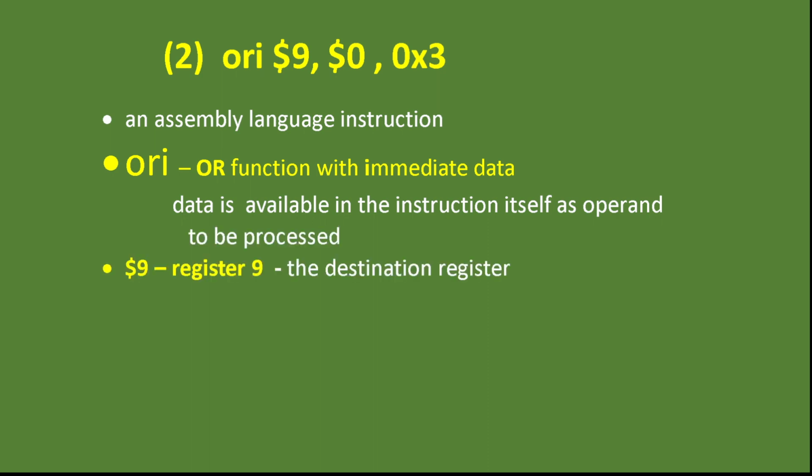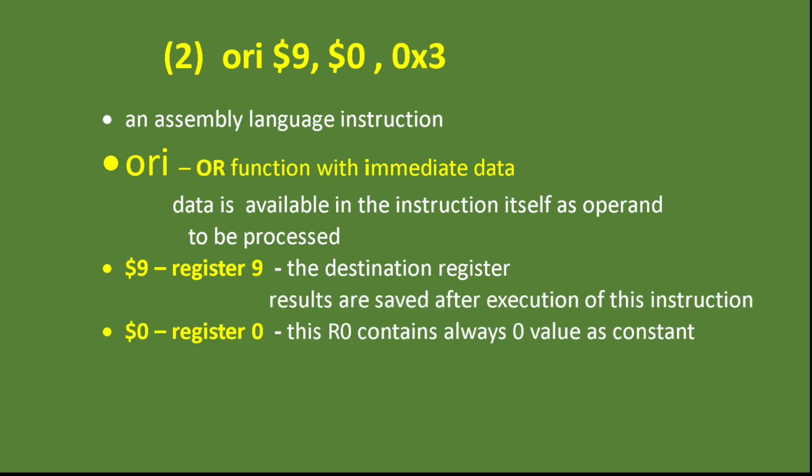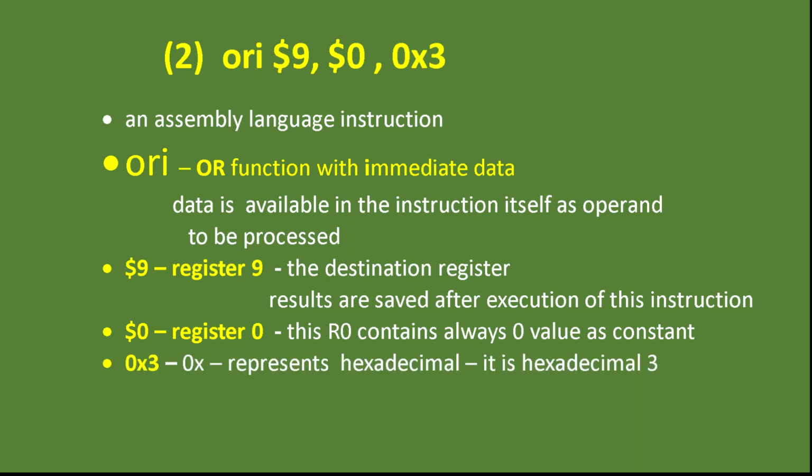Then $9 indicates register 9, the destination register where the results are stored or saved. And $0, as I have already told you, is register 0, which always contains the constant value 0. And this 0x3 is the hexadecimal value 3 which is available in the instruction itself. So this 3 will be stored in $9.